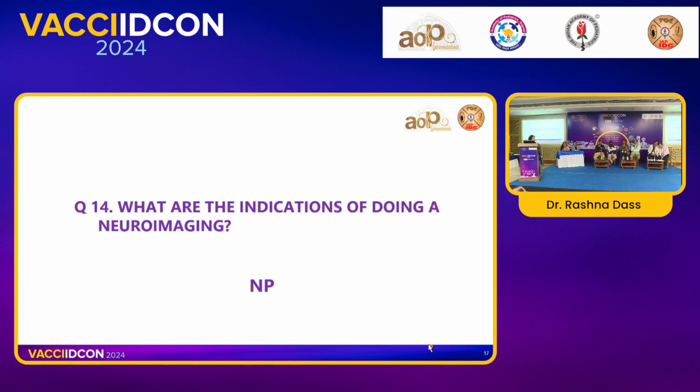So as far as the indications are, all children with a CNS infection should get a neuroimaging. If the child is very critical and is not able to go through a complete MRI, now the MRI takes 40 minutes. So to get a complete neuroimaging for an unstable child, MRI is very difficult. So in these cases, a CT would be preferred.